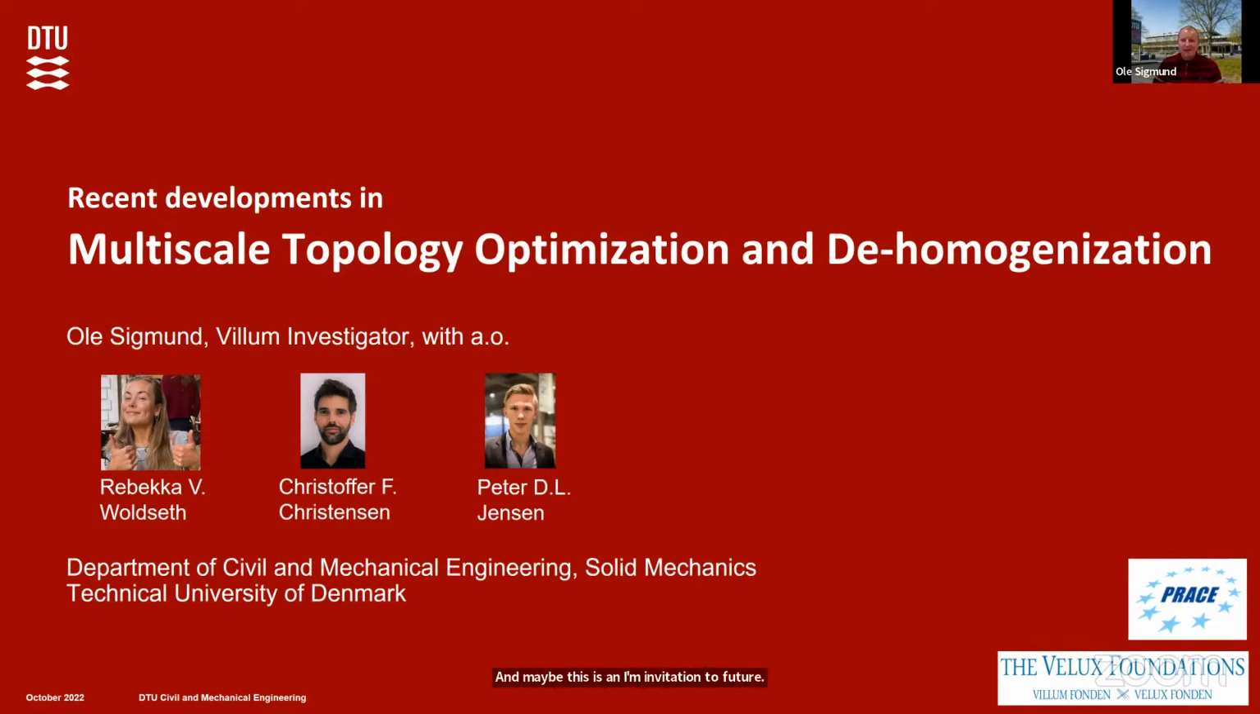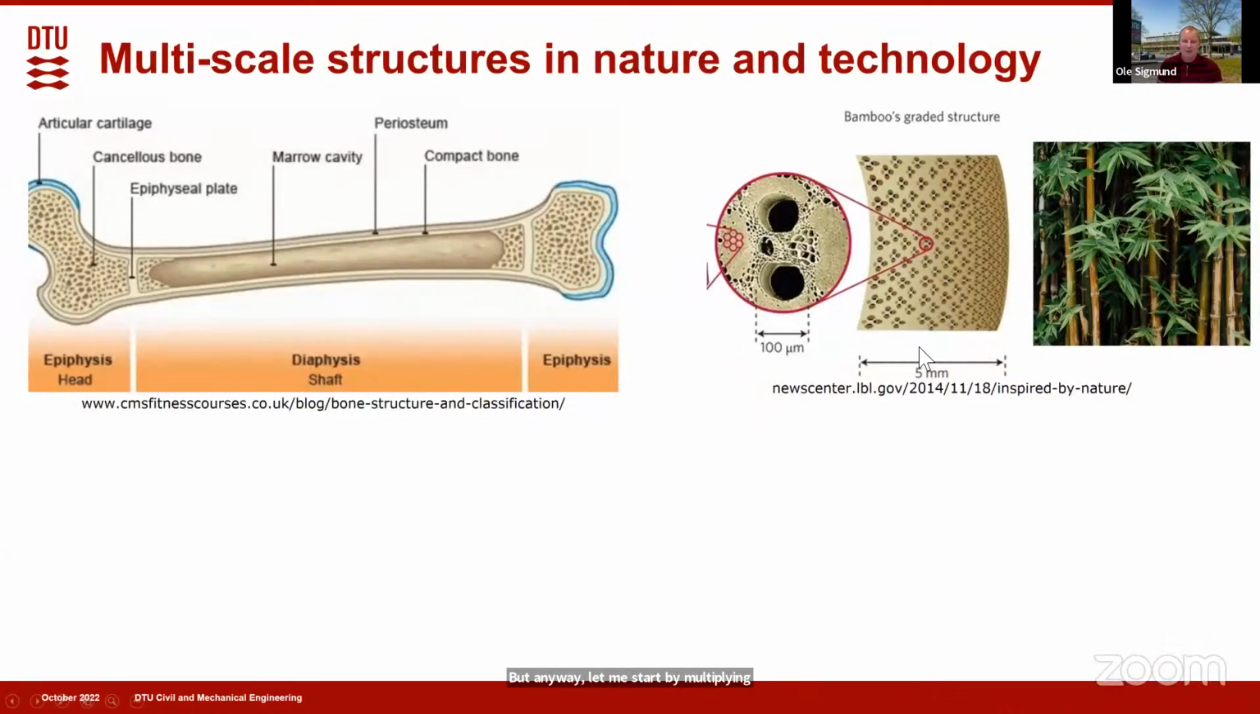But anyway, let me start by motivating multiscale topology optimization. Nature uses multiscales a lot, as seen, for example, in the bone microstructure or in tree structures, bamboo. And there are some incentives partly to get stiff and strong structures, but also to have some permeability and therefore have open cell structures.